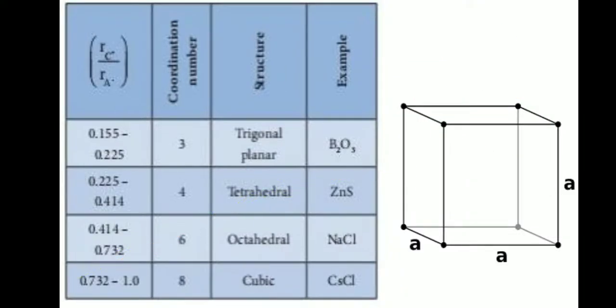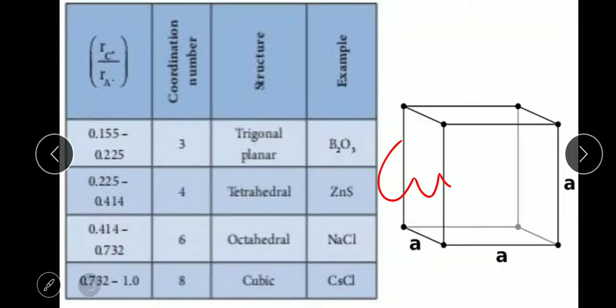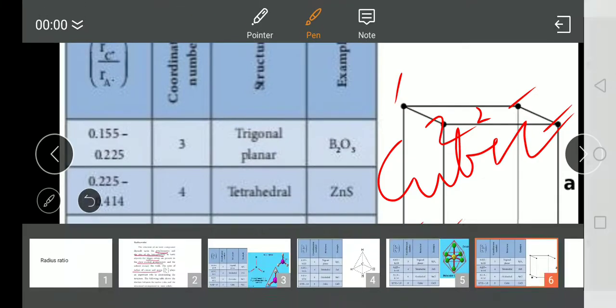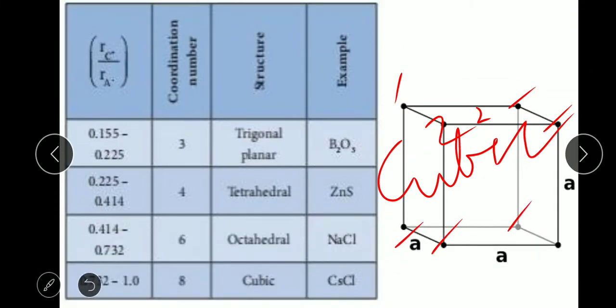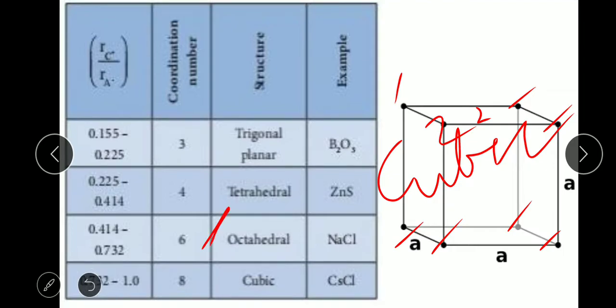And another one, cubic. Cubic has coordination number 8: 1, 2, 3, 4, 5, 6, 7, 8. For example, CsCl. Radius ratio values 0.732 to 1.0.